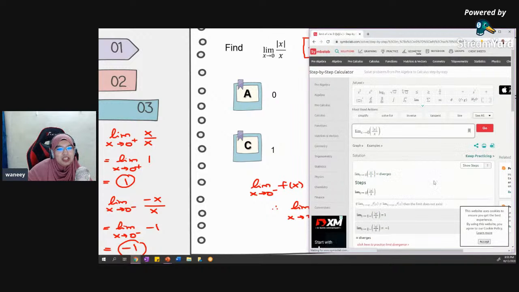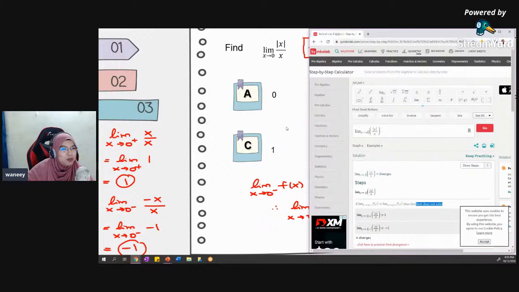So nanti dia pun tolong kira untuk kita. So as long as you have this diverge, it simply means that the limit does not exist. So boleh nampak dekat sini lah. The limit does not exist. So dari situ kita boleh confident lah dengan jawapan kita yang kata limit dia does not exist.